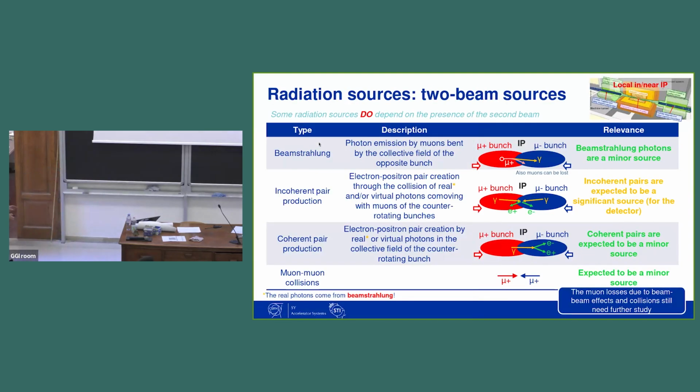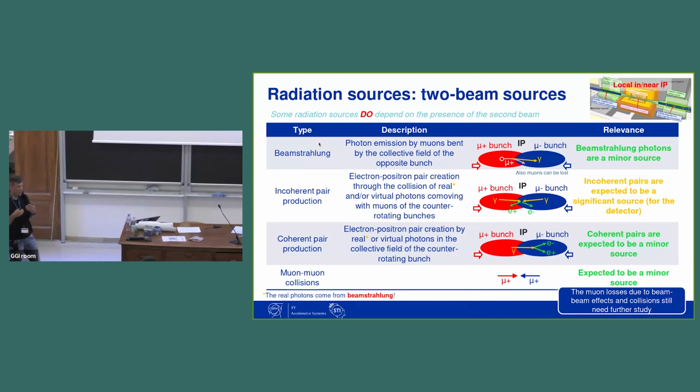And then there are the two-beam sources. These are sources which do depend on the presence of the other beam, and these are radiation sources which are confined in the interaction region. So first we have Beamstrahlung. What is Beamstrahlung? When the bunches collide, a muon of one bunch can be bent by the collective field of the other bunch, and it can emit photons. And this is what we call Beamstrahlung.